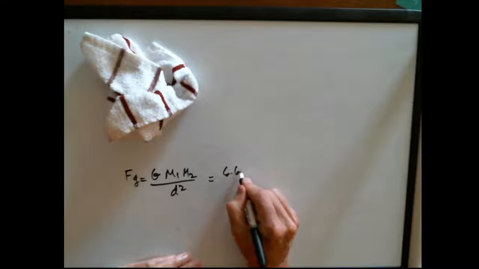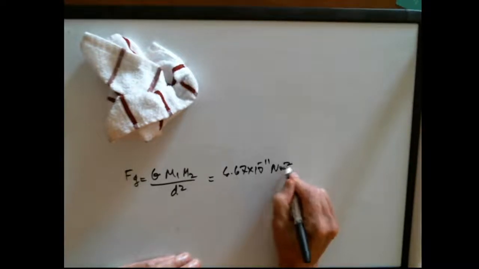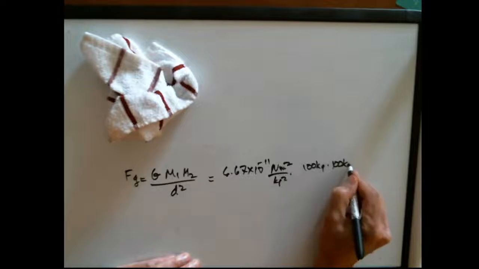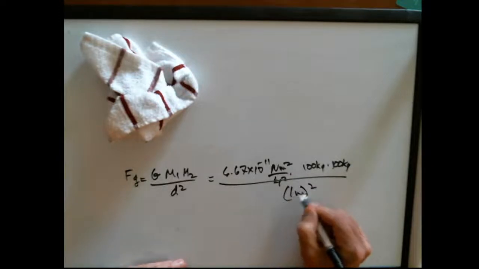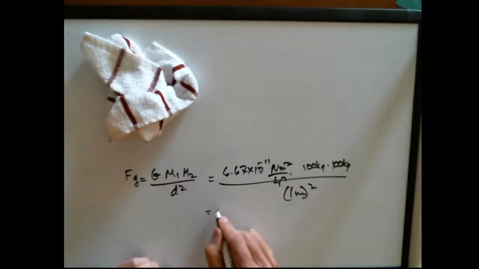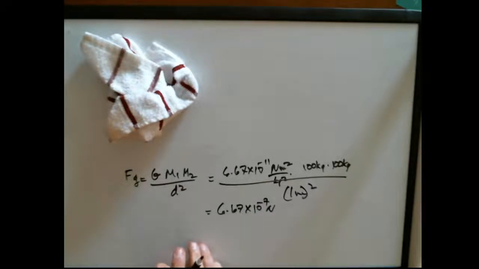And so this is 6.67 times 10 to the negative 11th newton meter squared per kilogram squared times 100 kilograms times 100 kilograms over 1 meter squared. This is just a 1. This is 10,000. This is 10 to the minus 11. This is 6.67 times 10 to the minus 7 newtons, or less than a millionth of a newton. Not very big. And so it's choice B on here.